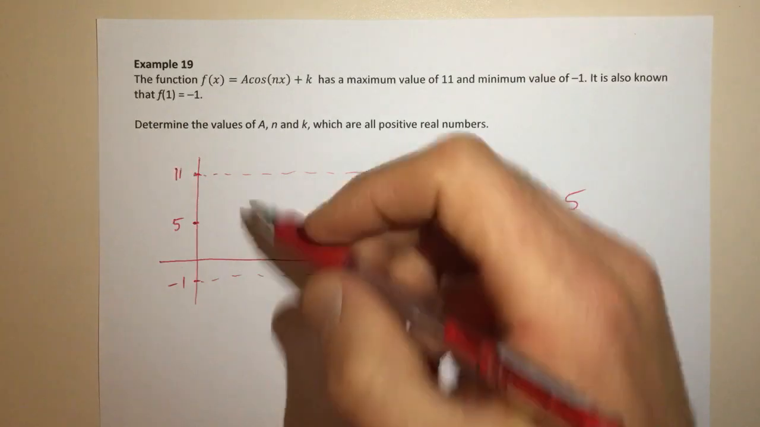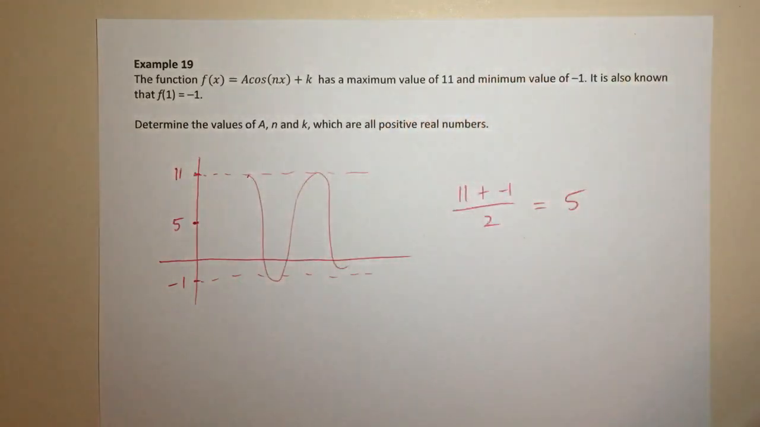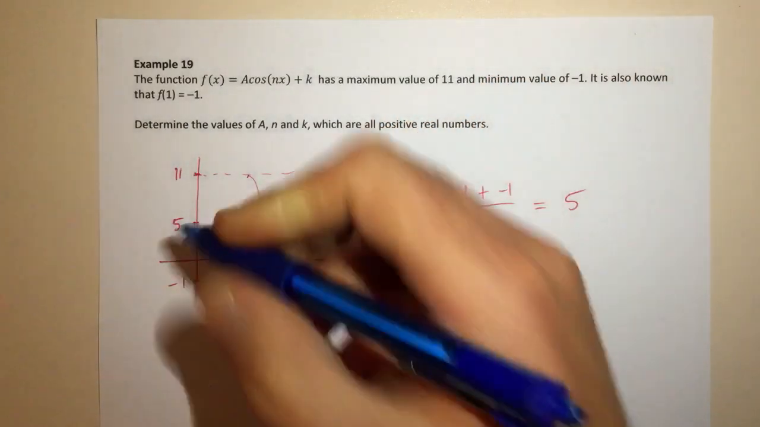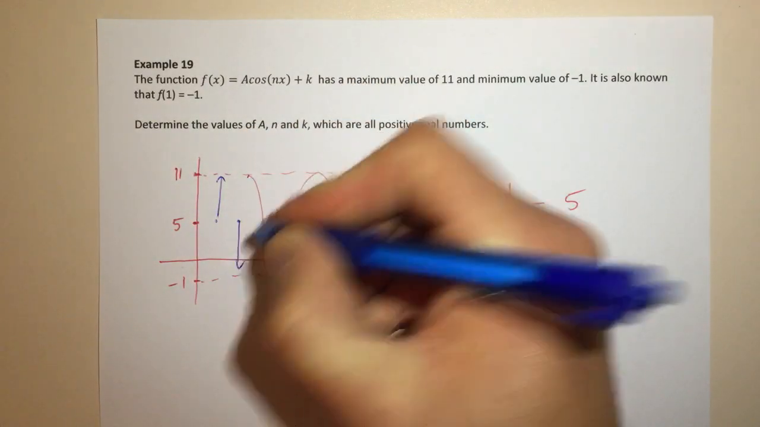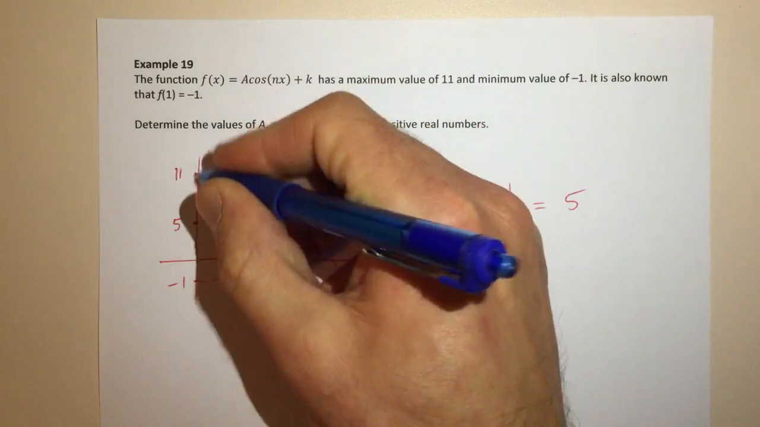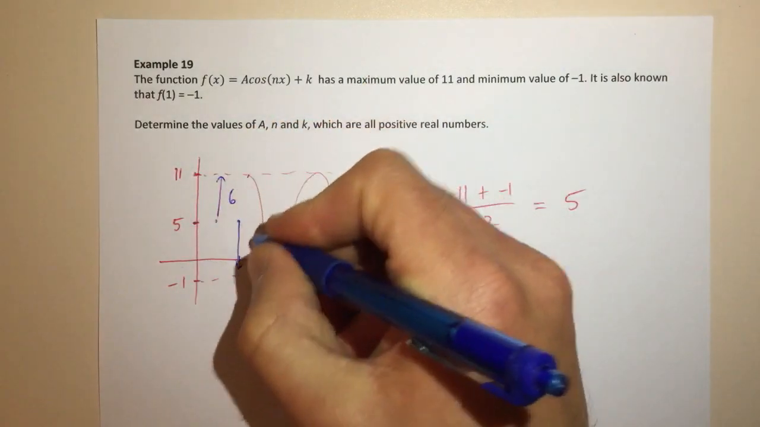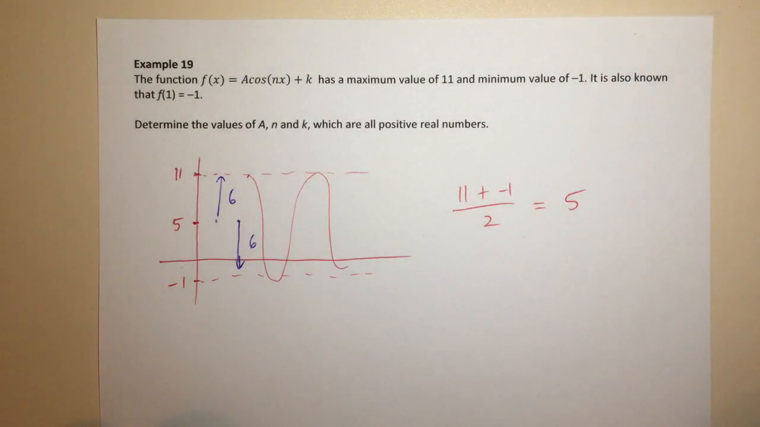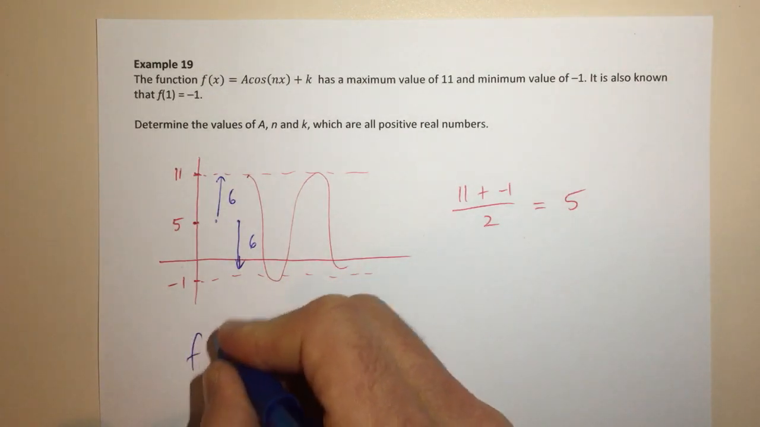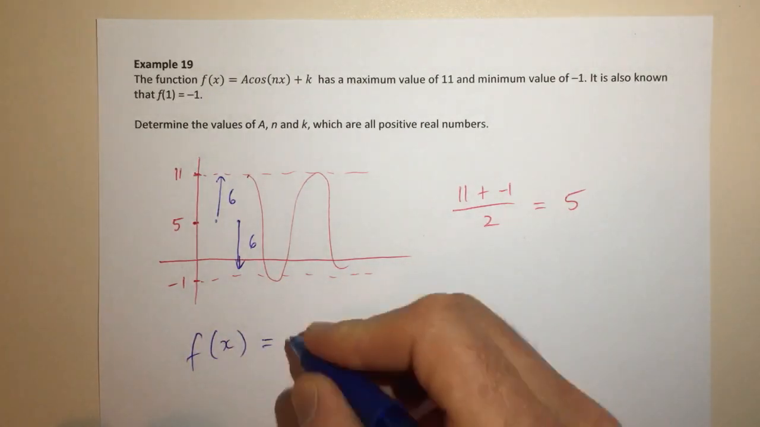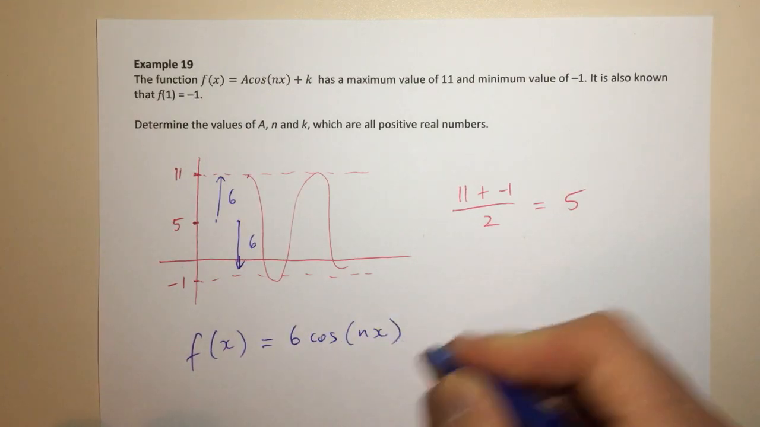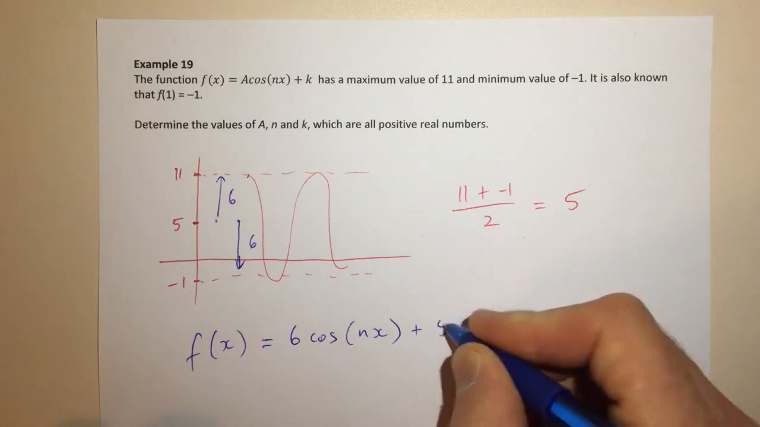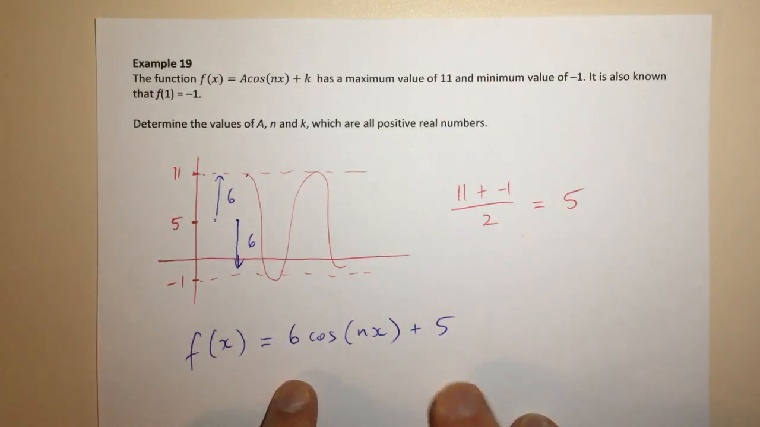We also know from this that if our graph is doing this sort of thing, the amplitude, which is the distance from the mean position to the maximum and from the mean position to the minimum, will have to be, well, 5 to 11, that's 6, right? Or 5 down to -1, 6. So we know that the amplitude is 6 and that the mean position is 5. So at this point we might say, okay, well, let's write what we know, and that's that our rule can be given as f of x equals 6 cos of nx plus 5. Okay, mean position of 5, amplitude of 6.